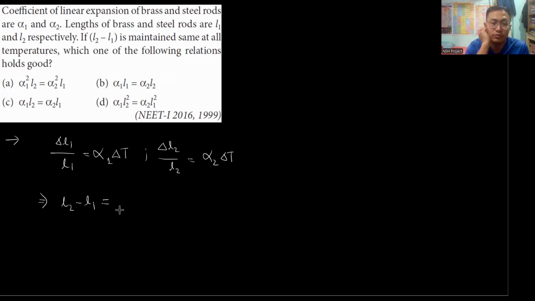Same, L2 minus L1 is constant. Again, L2 has delta L2 divided by alpha 2 delta T, minus this is L2, and on the L1 side we have delta L1 divided by alpha 1 delta T. So L2 minus L1 is maintained same at all temperatures.